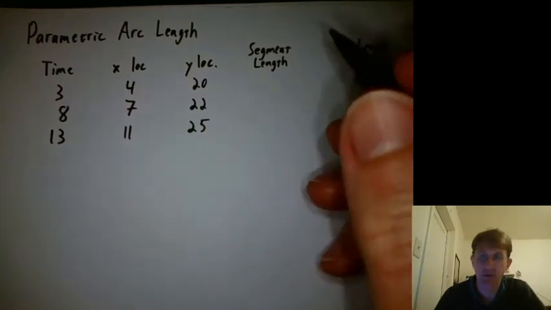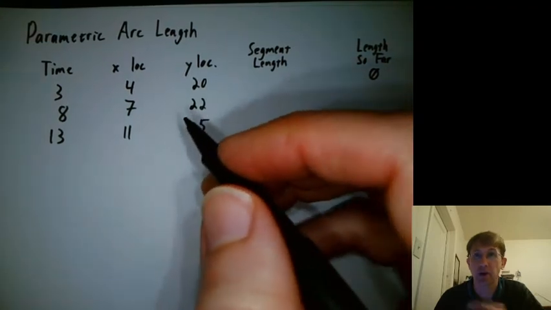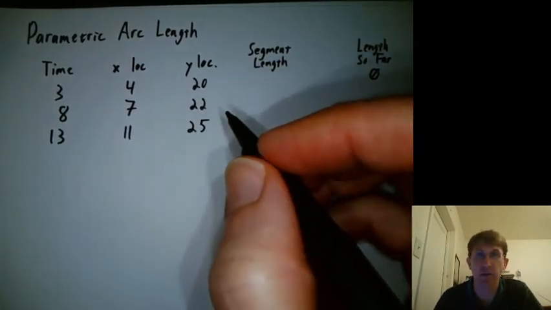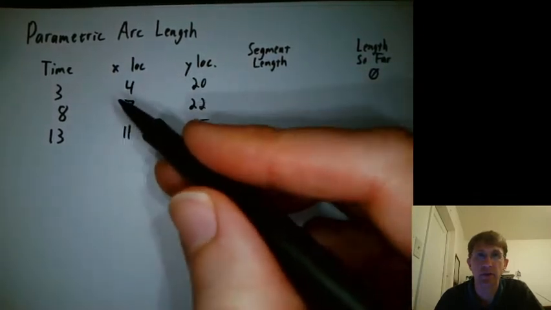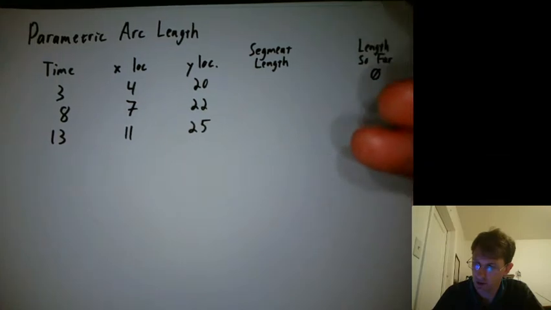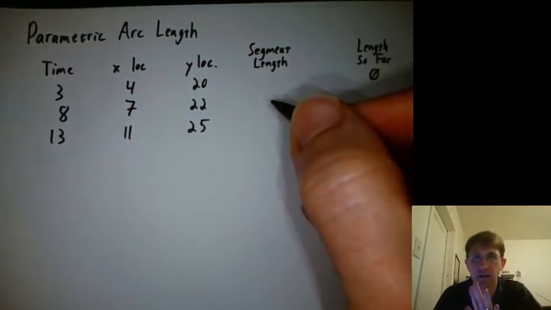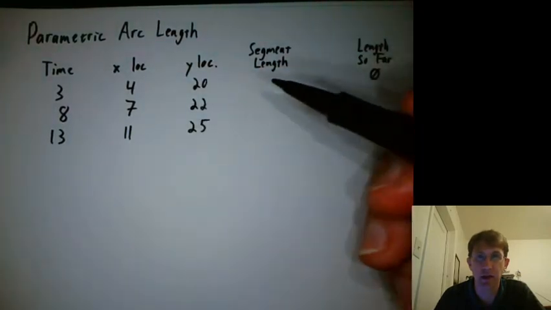Let's think about arc length from a parametric curve point of view. First, let's look at if we have a table of data like this artificial airplane data. What would you say is the segment length from the first row here to the second row here? We kind of talked about it in a previous video, so go ahead and use that knowledge to write down what the segment length is here from time 3 to time 8.